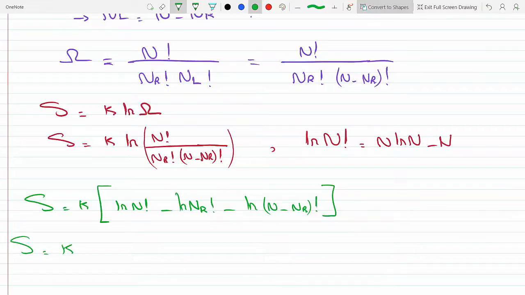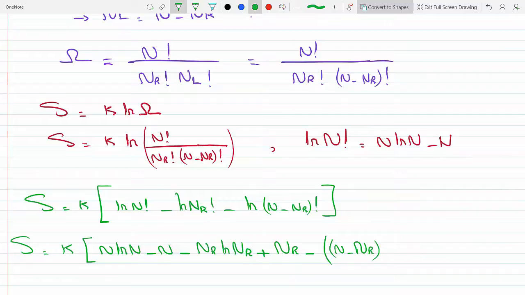So the entropy will become k times: the first one will get me exactly what I wrote in red, n ln n minus n, minus nr ln nr plus, distributing the minus sign, nr, minus, let me use some parentheses here, (n minus nr) ln (n minus nr) minus n minus nr... plus n minus nr.